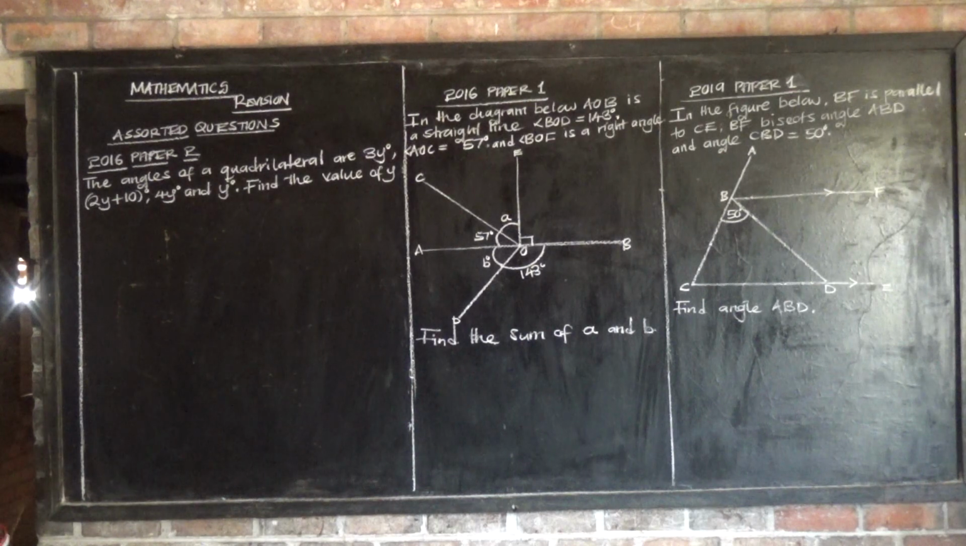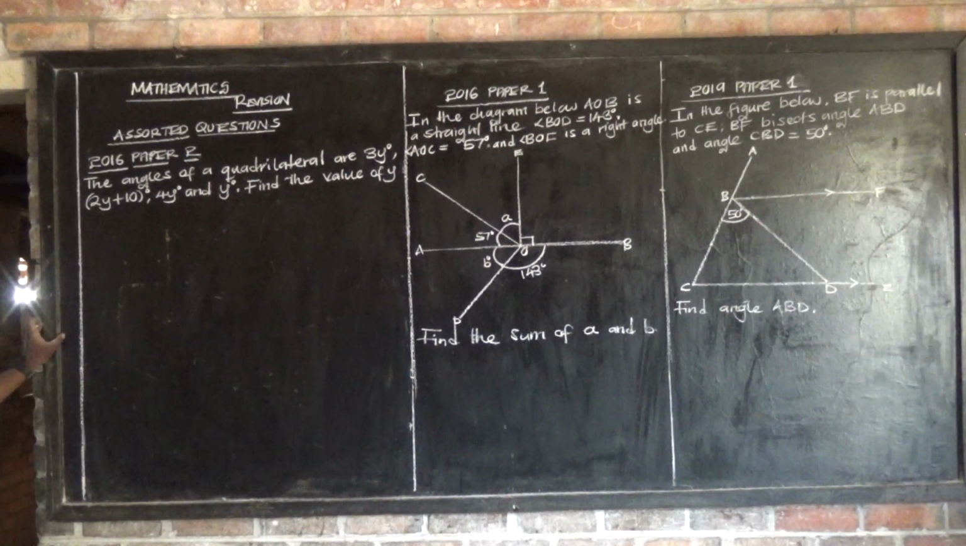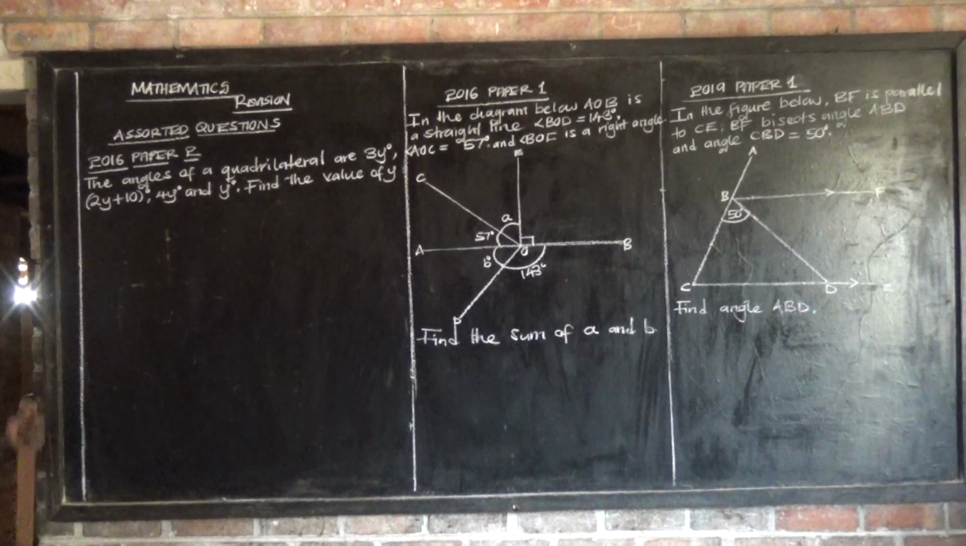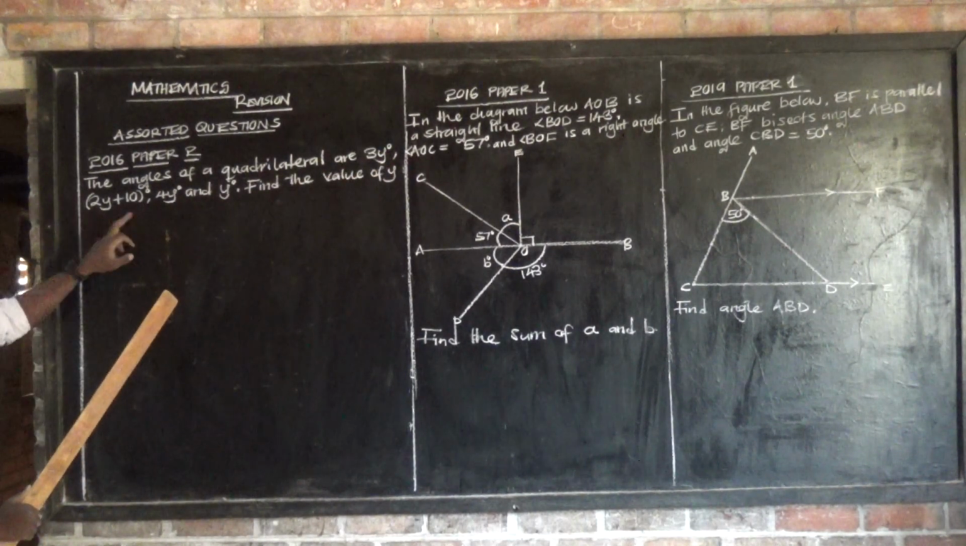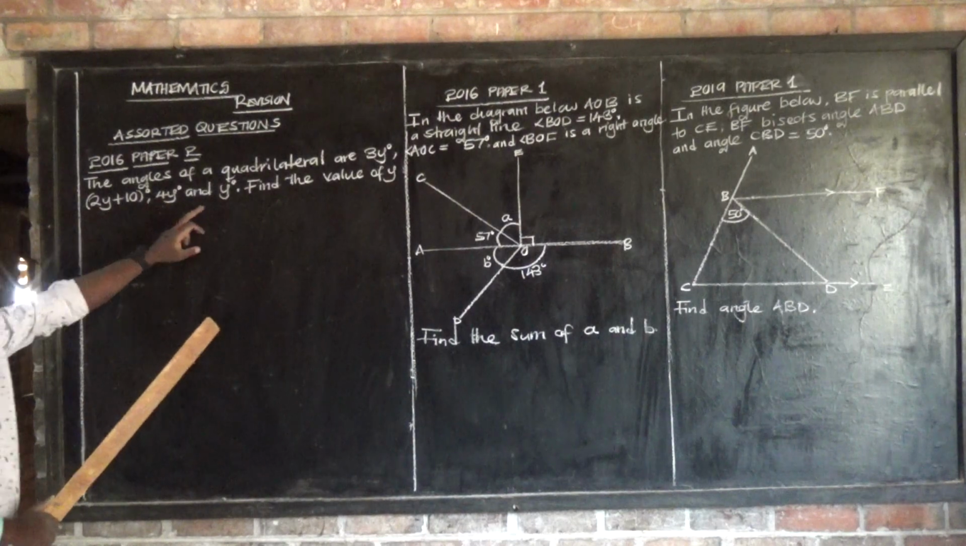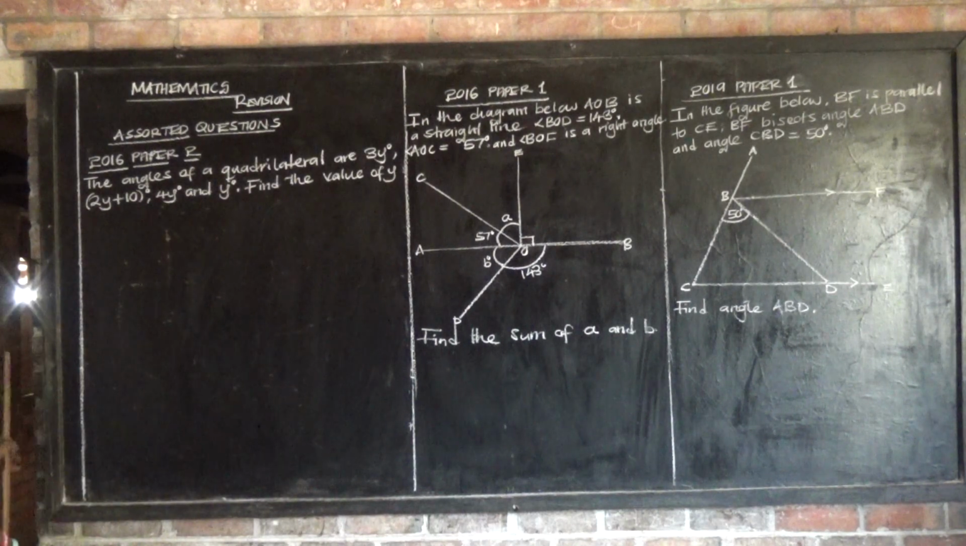Y. Okay. Since we have been given the interior angles of a quadrilateral, you know a quadrilateral is a four-sided polygon. A quadrilateral is a polygon which has how many sides? 4 sides. So these four, 3y degrees, 2y plus 10 degrees, 4y and y, are the interior angles of a quadrilateral.